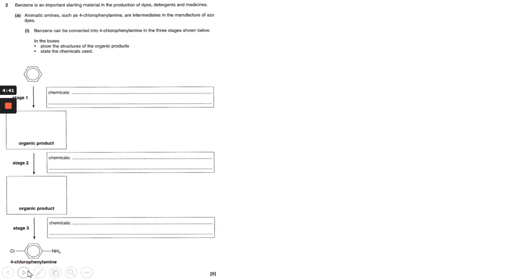If we start off by having a look at the question, it says aromatic amines such as 4-chlorophenylamine, structure at the bottom down here, can be converted or are intermediates in the manufacture of azo dyes. Now this is an older spec OCR question, so you don't have to worry about azo dyes for the more modern spec. But it says benzene can be converted into 4-chlorophenylamine in the 3 stages shown below. So in the boxes you need to show the structures of the organic products, and you also need to state the chemicals used. There's a little bit of thinking required about what order in which to do it.